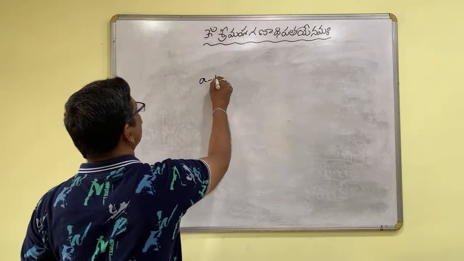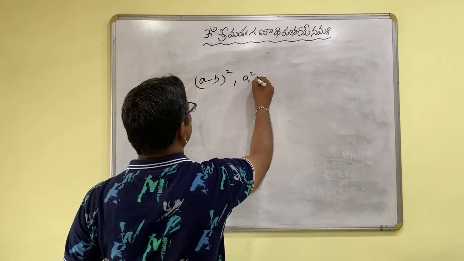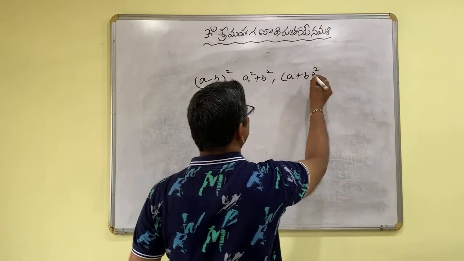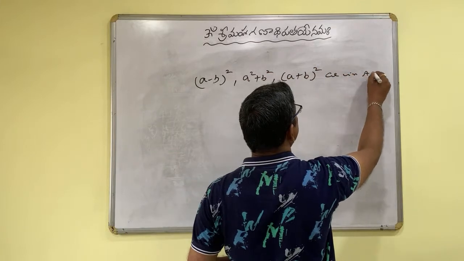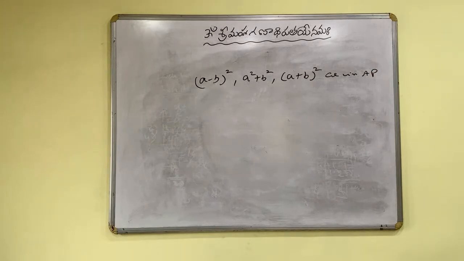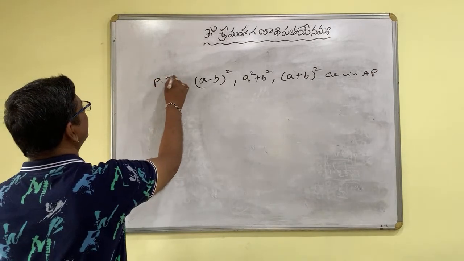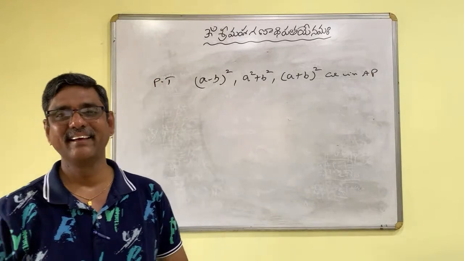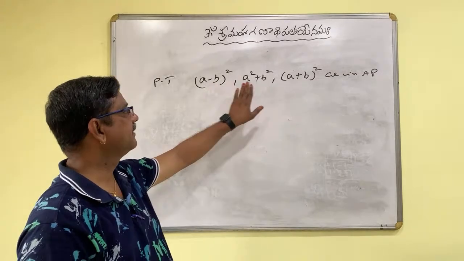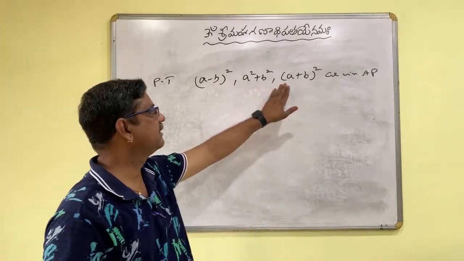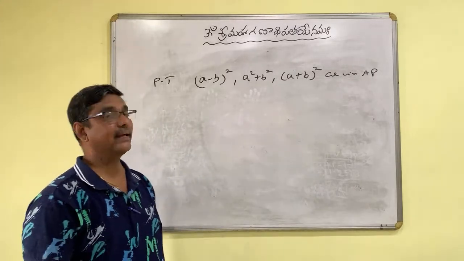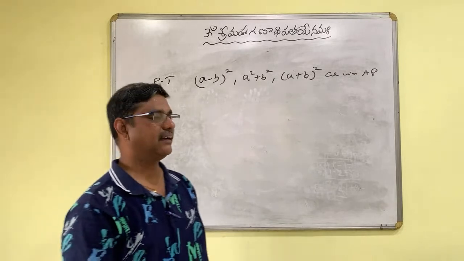A minus B whole square, A square plus B square, A plus B whole square are in AP. We have to prove that. Prove that. Have you ever observed this? A minus B whole square, A square plus B square, A plus B whole square are in AP, we have to prove. Have you ever thought like this?